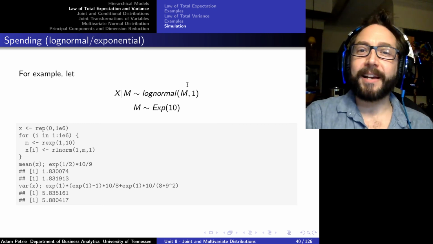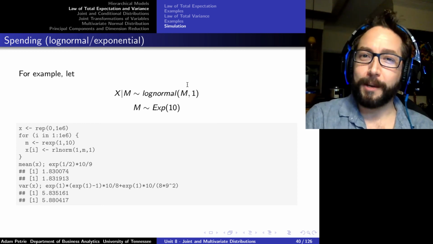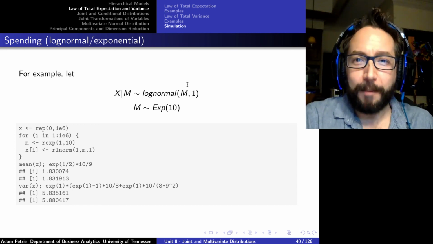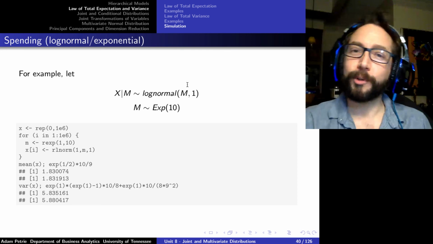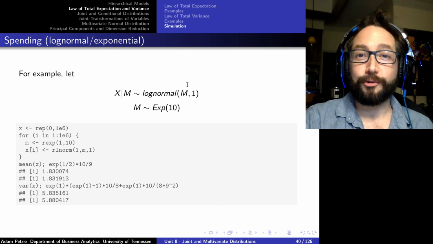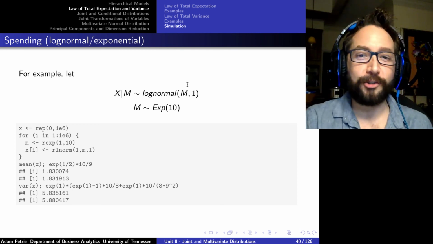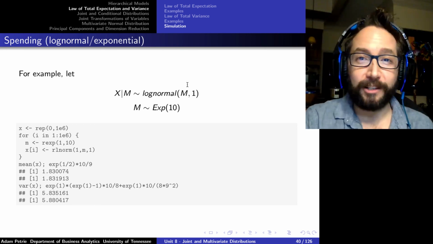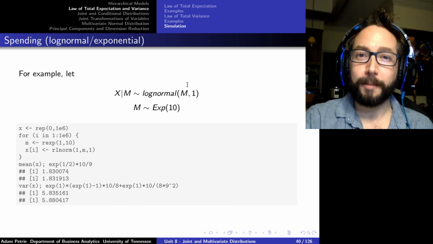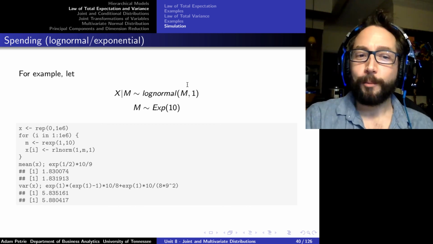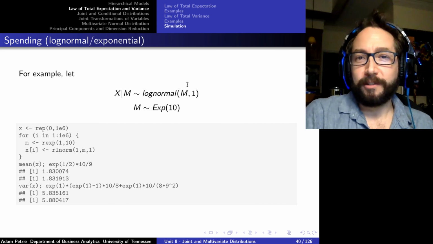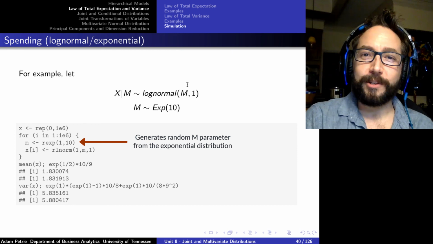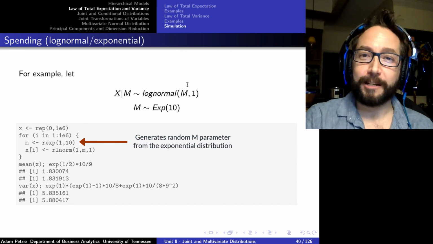So for our spending example, let's say that the distribution of the amount spent given M is well described by a log normal distribution with that parameter M and that parameter sigma equal to 1. And let's take that the distribution of that M parameter is exponential with a rate, a lambda, equal to 10. How could I very quickly generate random numbers from this hierarchical model to get random numbers for the amount spent? Well, very easy. I could just write a for loop to go through one by one.